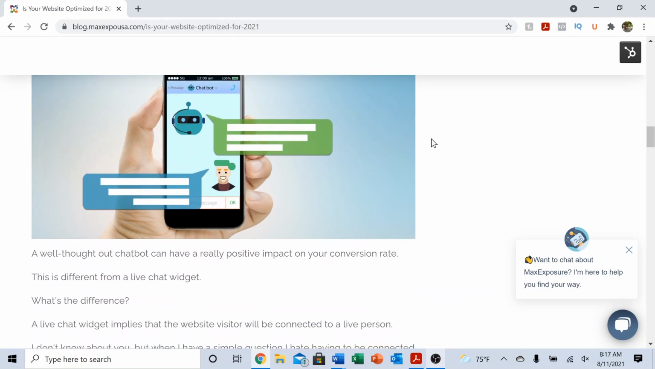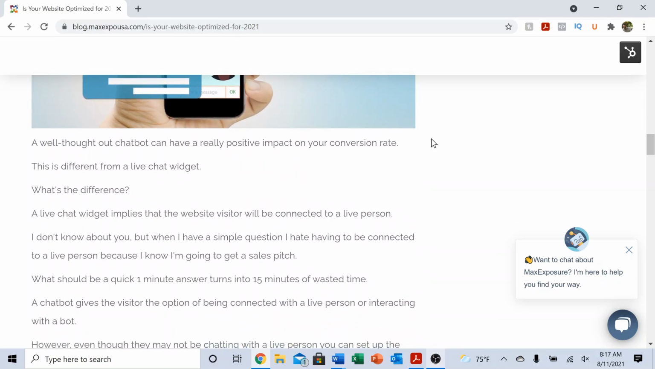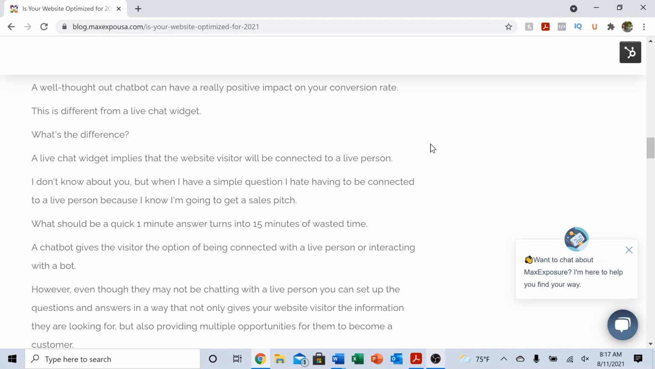Now, a chatbot, I think, is a little bit better than a live chat widget. So what's the difference? A live chat widget usually indicates to the person on your website that they can connect with a live person, whereas a chatbot is a little bit more automated. Now, we haven't done any specific research on this, but just from our experience, because we've used both, we usually find the chatbot gets more people to interact with it.